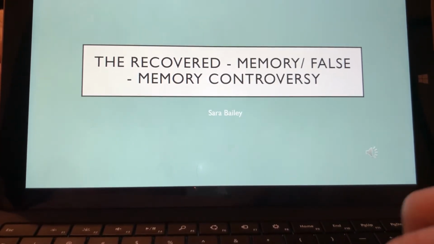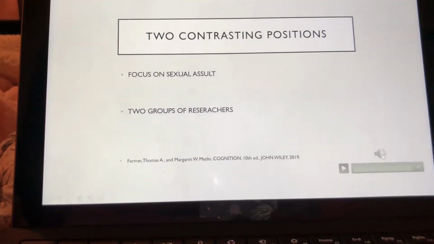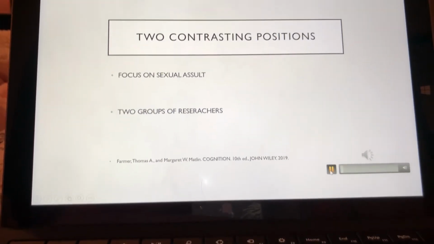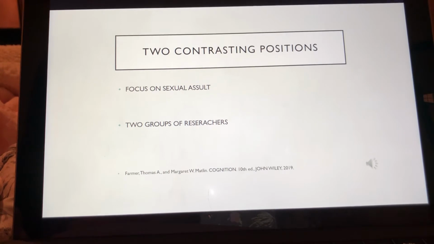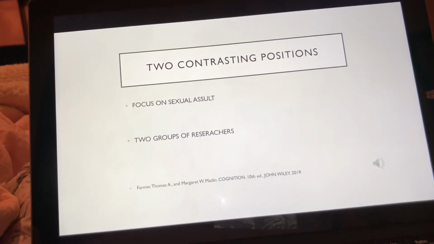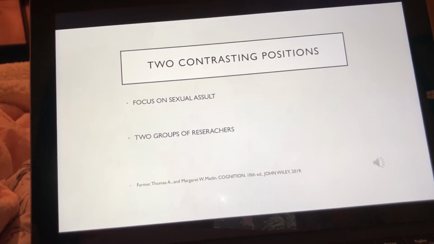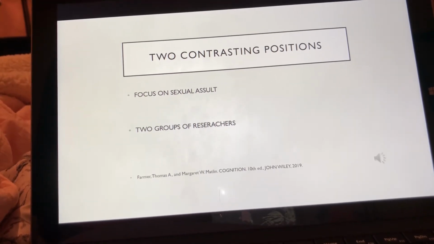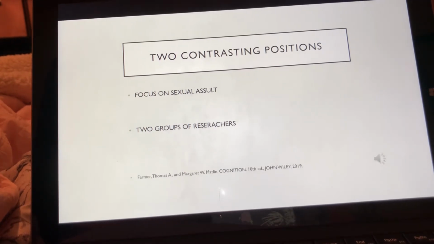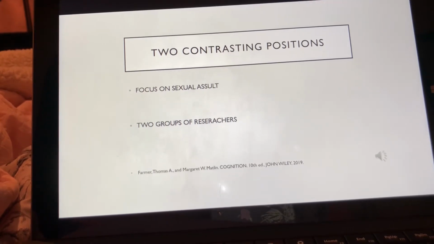Okay, so my presentation is over the recovered memory / false memory controversy. There are two contrasting positions in this controversy, but both of them focus a lot on childhood sexual abuse, and whether it would be false memory or if they were to recover it later on in life and just had suppressed it or forgotten it in the past. There are two groups of researchers on both sides, for false memory and recovered memory, and they both have their different opinions and have done different research on which one would be more accurate.